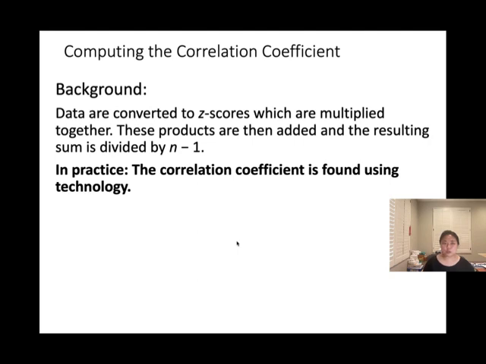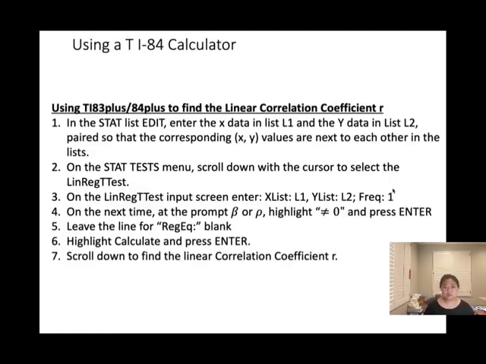Computing the correlation coefficient: data are converted to z-scores, which are multiplied together. These products are then added, and the resulting sum is divided by n minus 1. In practice, the correlation coefficient is found using technology. If you are interested in how to use the formula to find the correlation coefficient, there are three different methods. That is really complicated, and this is a part you could read from your book.